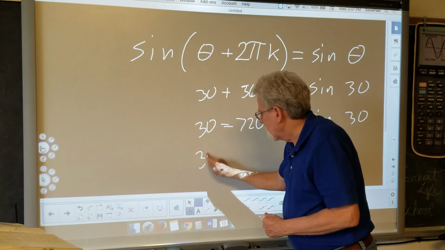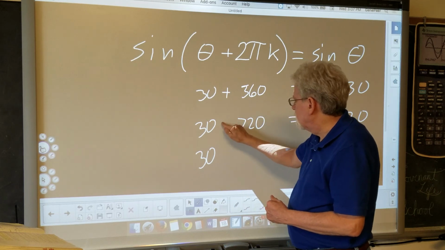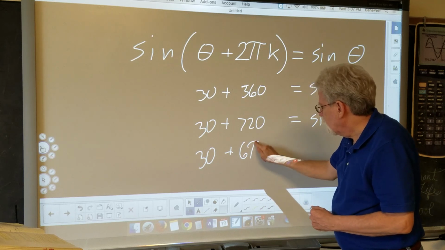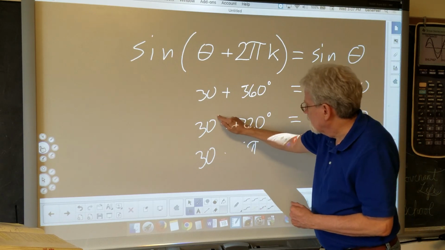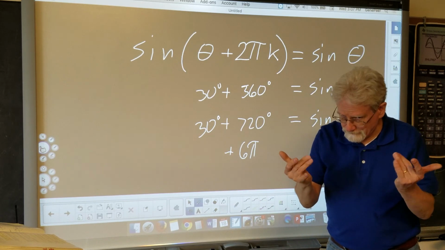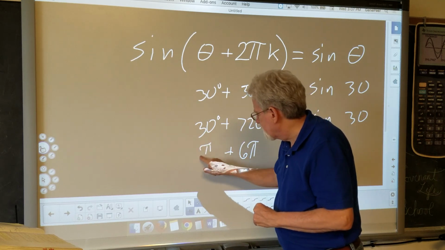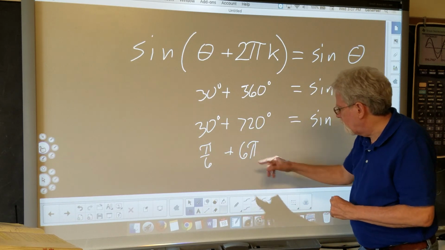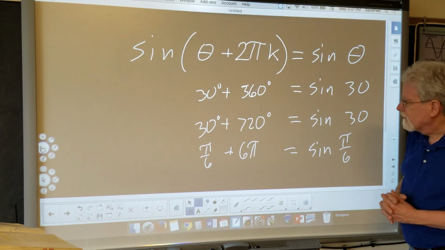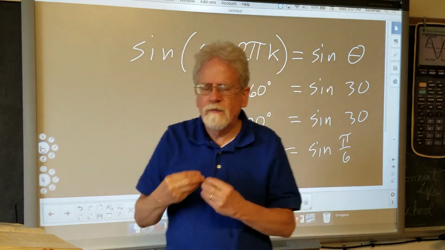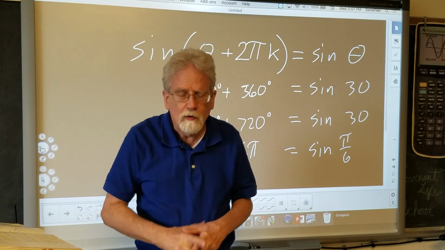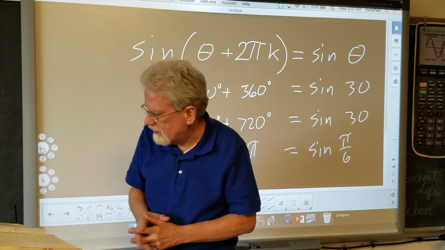Or the sine of 30 plus 6 pi. 6 pi radians, these are degrees. If I'm going to use radians here, I guess I should use radians here. What is 30 degrees in radians? Good, pi over 6. So pi over 6 plus 6 pi will be the same as the sine of pi over 6, simply saying that the values of sine repeat themselves every 2 pi radians, or every 360 degrees.